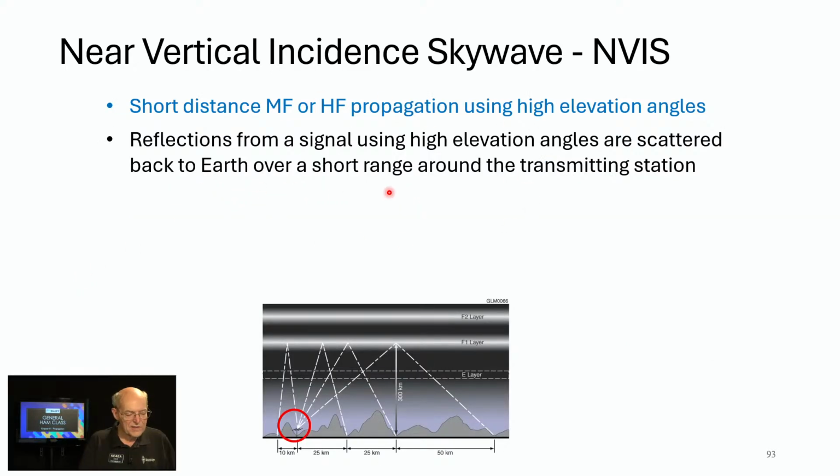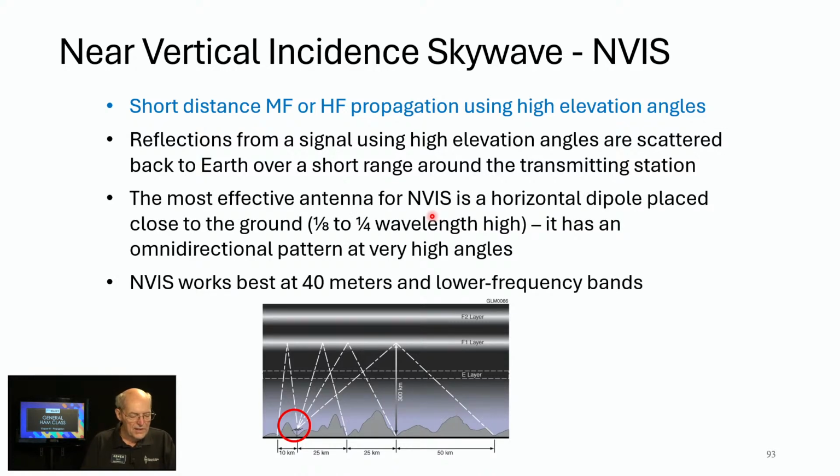Okay, so it's reflections from a signal using high elevation angles scattered back to Earth over a short range around the transmitting station. We saw that from the diagram. And the best antenna to use is a low dipole, because when a dipole is mounted at less than a quarter wavelength high, it tends to become omnidirectional, especially at very high angles. So it's shooting a lot of its energy up into the sky, which some people refer to as a cloud burner antenna. And it works best at 40 meters and lower frequencies.